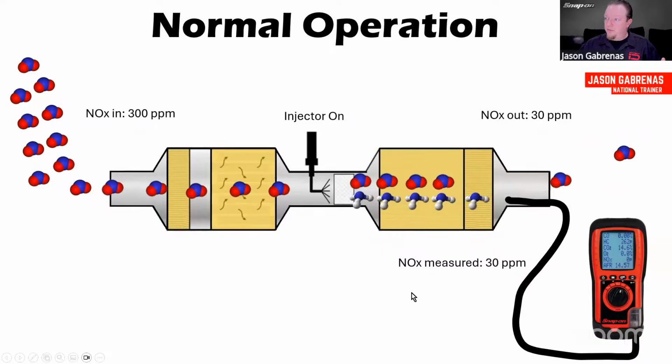Under normal operation, we're going to have, let's say, 300 parts per million in. Then it gets put into the catalyst, which adds the urea there, right? And then in this case, knocks out to 30 parts per million. So it cut it down by 90%. And then we can see this with the scan tool and this with the scan tool. This is just a check on that to make sure that the sensor hasn't failed, right? Or the sensor isn't giving us the wrong information. So 300 in, 30 out, it's working as it should.